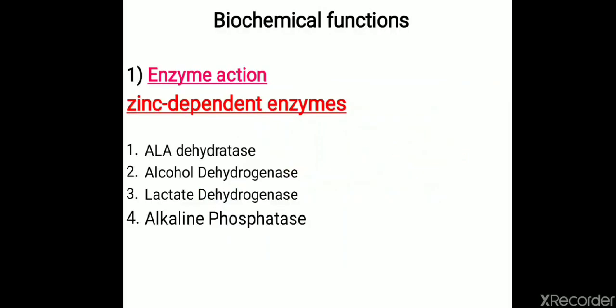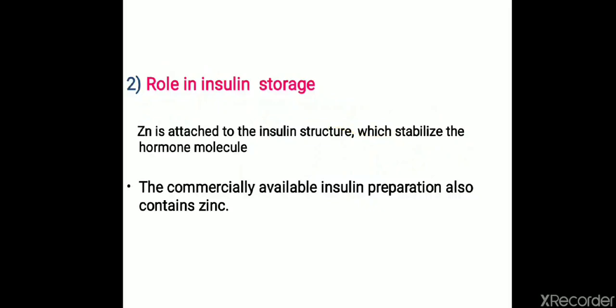Coming to the next mineral, that is zinc. Regarding biochemical functions of zinc, you should know some examples of enzymes containing zinc as a cofactor. These are the zinc dependent enzymes: one is ALA dehydratase, which is required for heme biosynthesis, and the others are alcohol dehydrogenase, lactate dehydrogenase, and alkaline phosphatase. And zinc has a role in insulin storage.